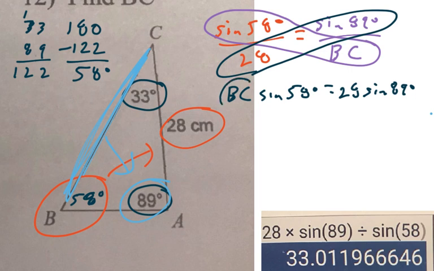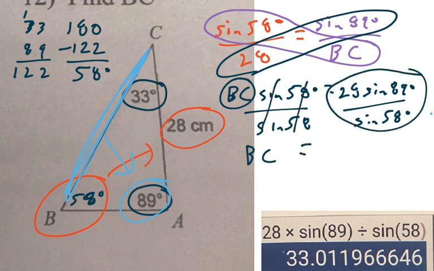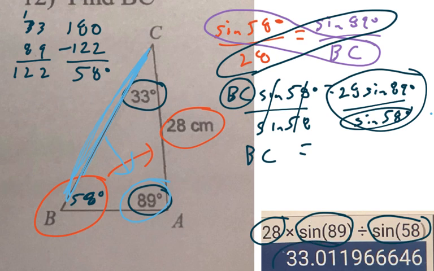Solving for BC here, I'm going to just simply divide by the sine of 58 on both sides. And so I know that BC equals whatever this is. So I'm going to do 28 times the sine of 89, divide by the sine of 58 degrees, and there's my answer. BC must be 33.0119, or rounding off, we'll just say 33.